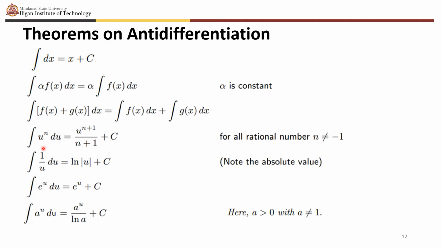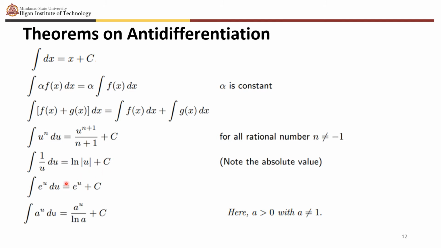As for the integral of u to the n du, where n is not equal to -1 and n is a rational number, the integral of u to the n du is equal to u to the n plus 1 all over n plus 1, plus c. Notice that this time we added 1 to the exponent, but we also divided by n plus 1. As for the integral of 1 over u du, it's equal to ln of the absolute value of u, plus c.